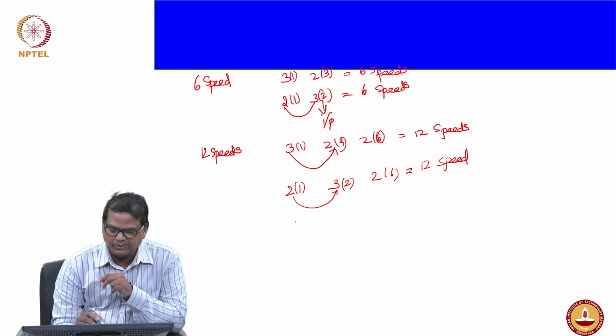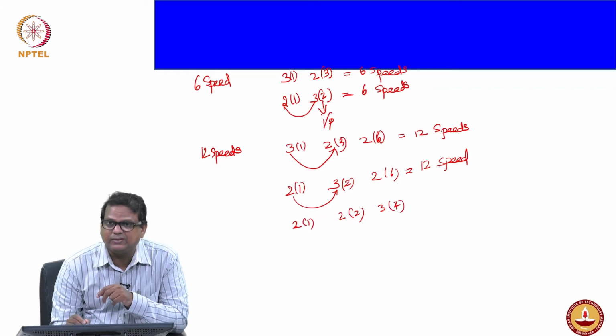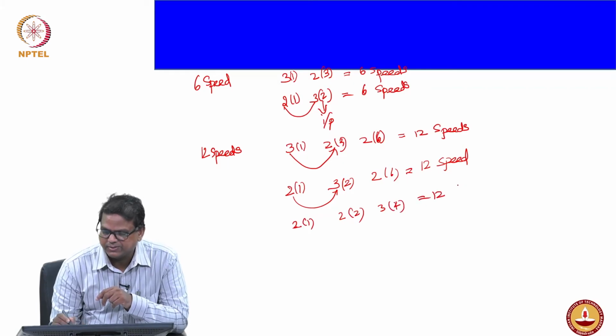Then another arrangement you can have is 2, 2 and 3. 1 here, then 2, then this should be 4, isn't it? 3 into 4, 12 speeds. Okay, very interesting, very interesting.